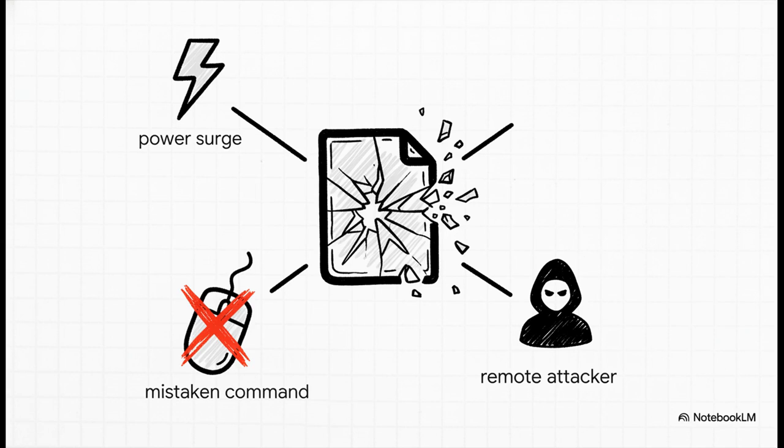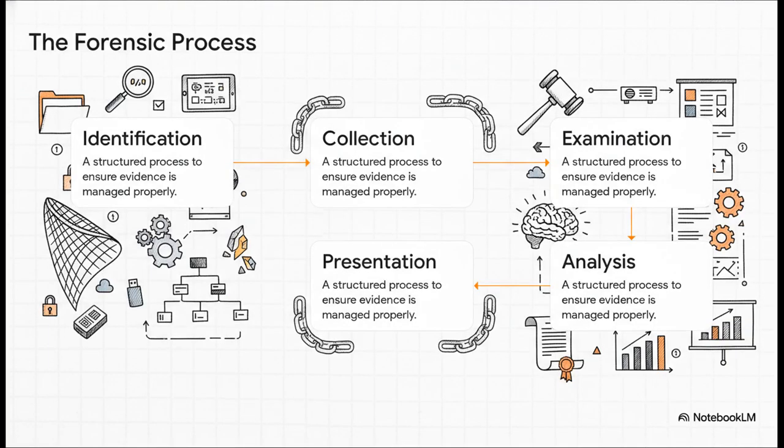This isn't like a footprint in the mud that you can make a nice solid plaster cast of. A digital clue can be wiped out in an instant by a power outage, a wrong command, or even by the suspect trying to cover their tracks remotely. And that's exactly why investigators can't just wing it. The solution is a super rigorous, standardized process.